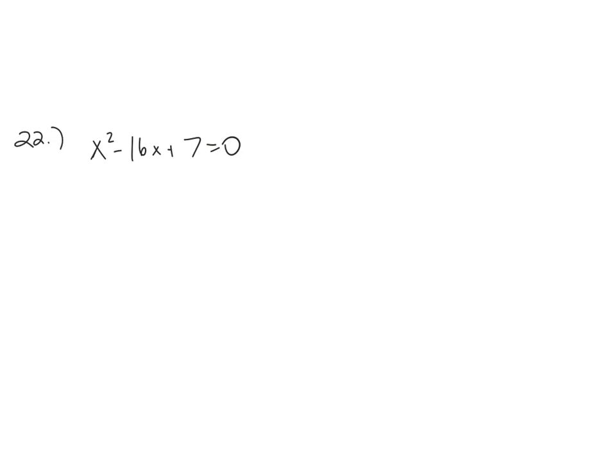22 is x squared minus 16x plus 7. Once again, if you want to say a is 1, b is negative 16, c is 7, and plug into the quadratic formula, you can. I want to use complete the square. It means I have to get rid of this plus 7 because it does not help me with this problem. So I have x squared minus 16x equals negative 7.